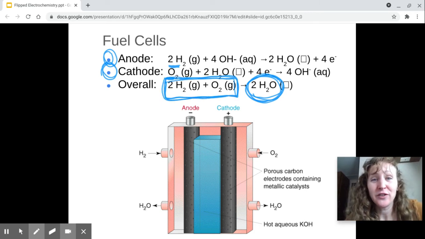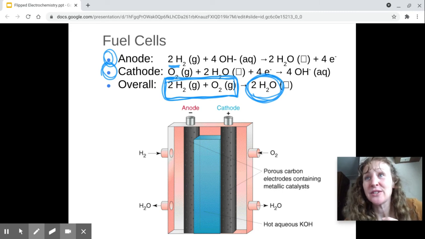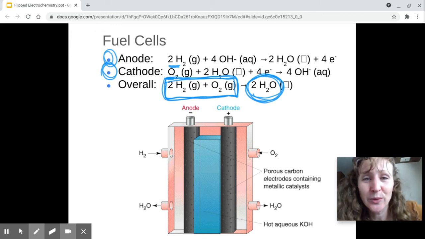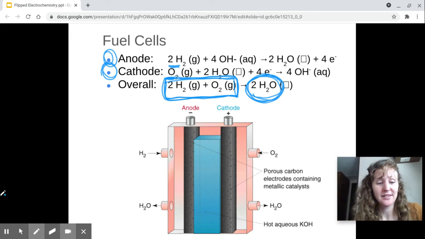So if you go into engineering or chemical engineering, and you go into the energy sector, perhaps you will figure out how to make fuel cells functional.